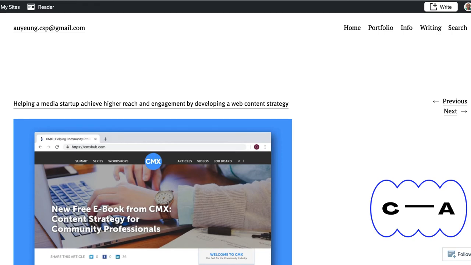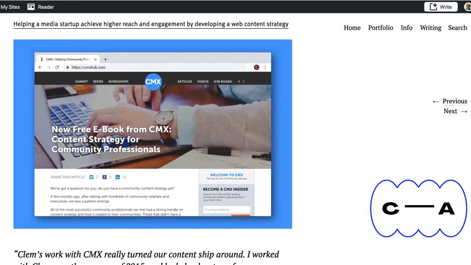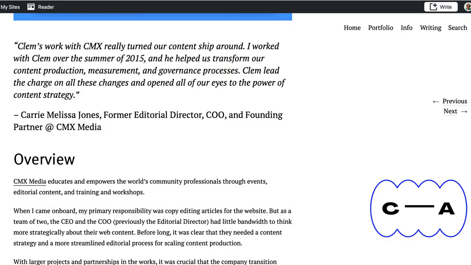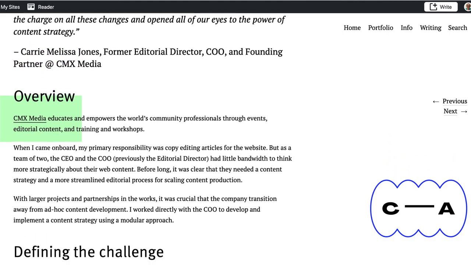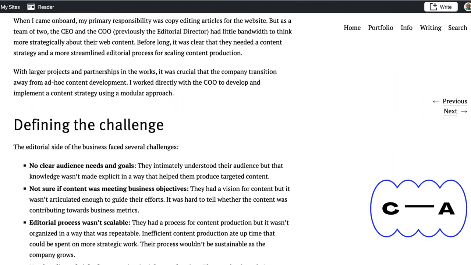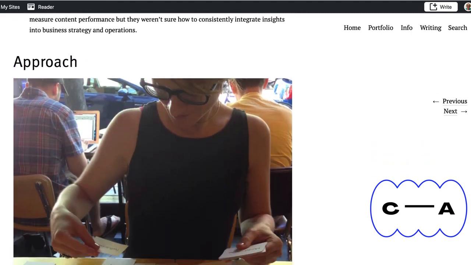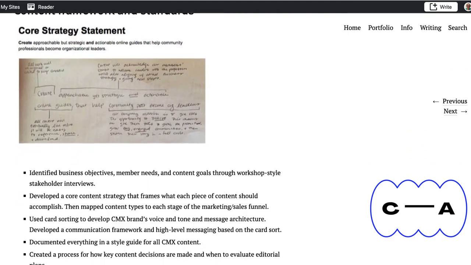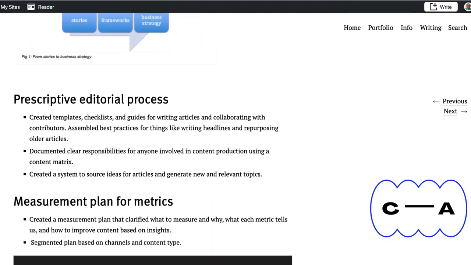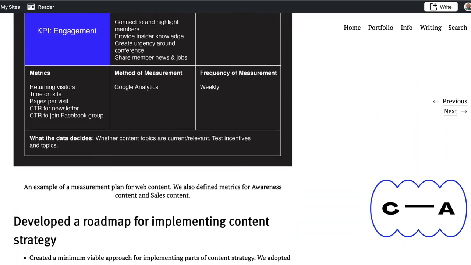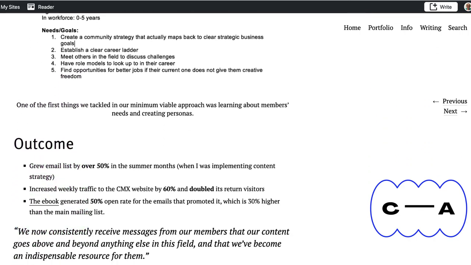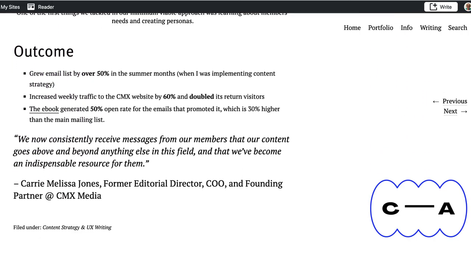First, I'm going to scroll all the way through the page. Then we'll go back and look at some specifics. There's a quote from someone at the client site. Overview. Defining the challenge. Approach. Still in approach. And then finally, outcome. Clem used 4 level 1 headings to chunk his narrative.